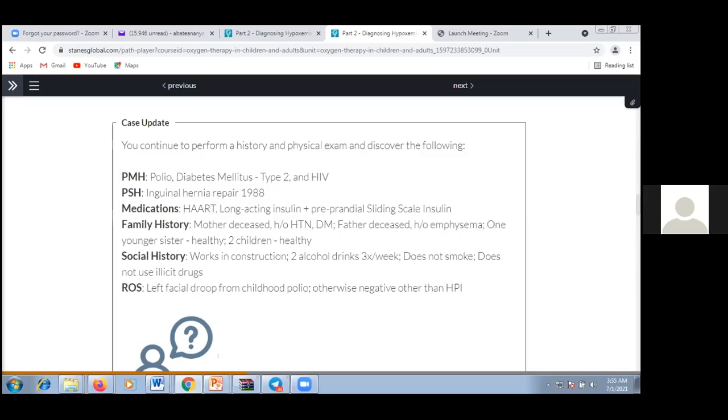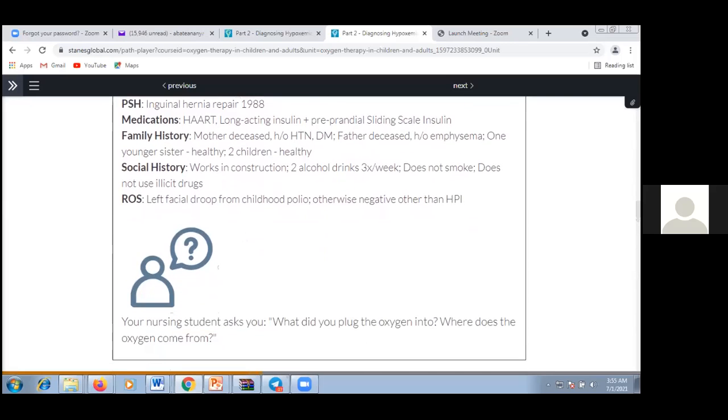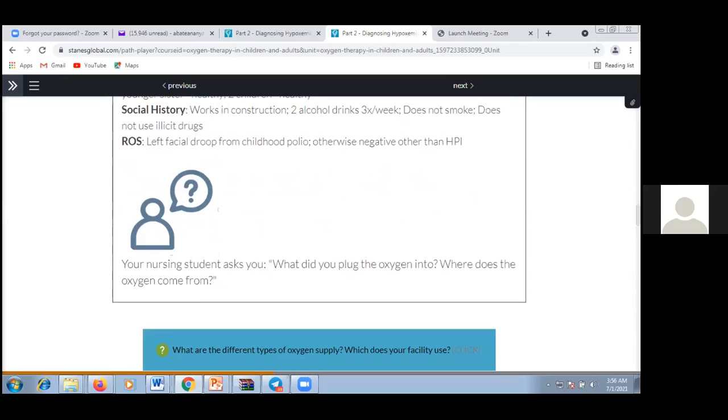And on his family history, mother and father are deceased because of different reasons. Mother had hypertension, father had emphysema, and he has 1 younger sister, 2 children, all are healthy. And he works in construction. He drinks alcohol, 2 drinks 3 times per week, and he does not smoke. He does not use illicit drugs. But he has left facial drop from childhood polio. Otherwise, he has nothing positive on HPI.